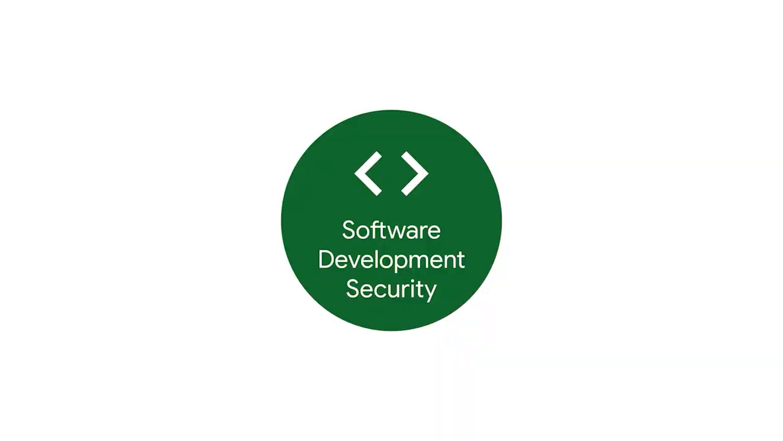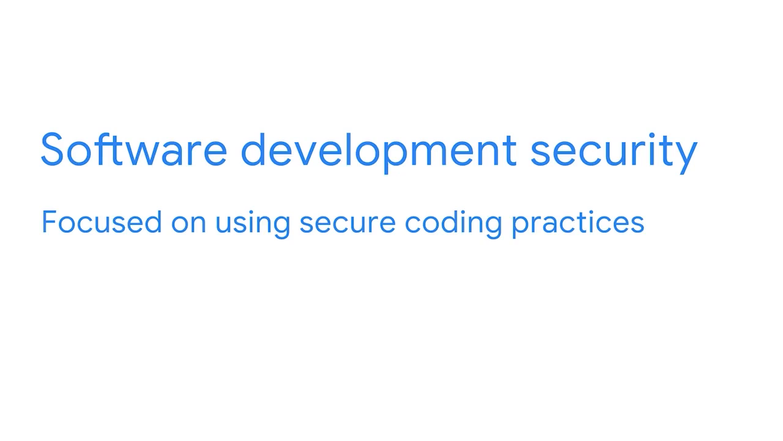The 8th and final security domain is software development security. This domain focuses on using secure coding practices. As you may remember, secure coding practices are recommended guidelines that are used to create secure applications and services. The software development lifecycle is an efficient process used by teams to quickly build software products and features. In this process, security is an additional step.